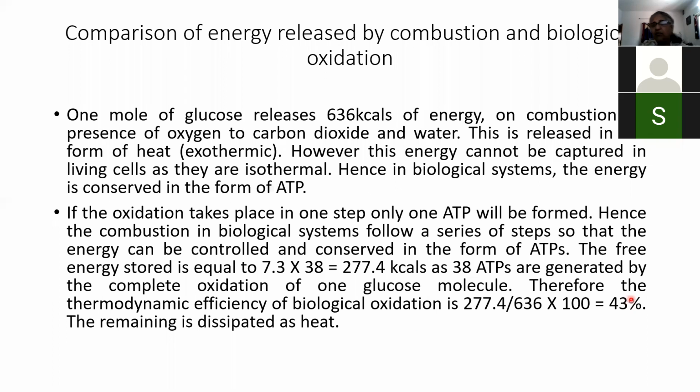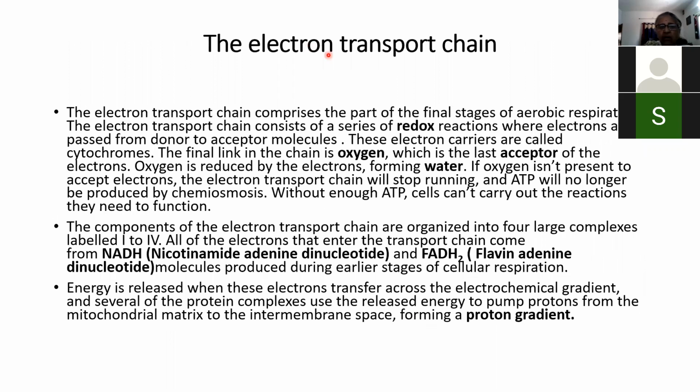Even then, even when it is 43%, you know how much energy we are gaining from glucose. If it was only one step, then we would have got only 7.3. Definitely, this is much more than having only a one-step reaction. Therefore, there is a series of steps that are happening. So the final one is what we call the electron transport chain. As the name itself tells you, it is the transport of electrons. So we call this the final stage of aerobic respiration, which consists of a series of redox reactions.